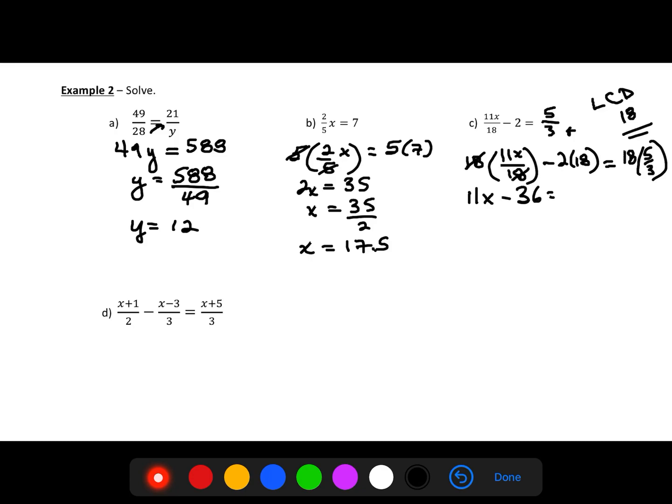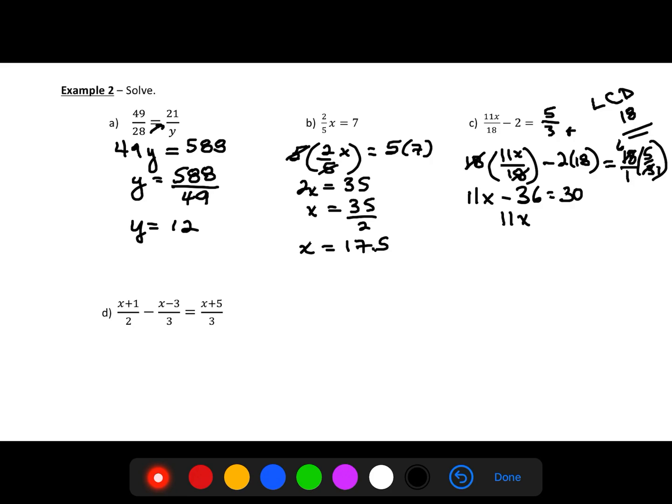So multiplied by 18 divided by 18 cancels, and we're left with 11x minus 36. And over here, we know that 18 can be thought of as 18 over 1. If we multiply our numerators and then divide by 3, or we can simplify diagonally, 18 divided by 3 gives us 6. And 6 times 5 means that we get 30.